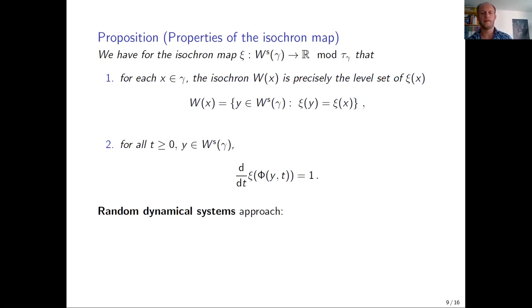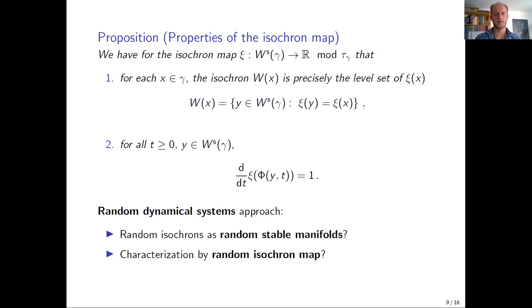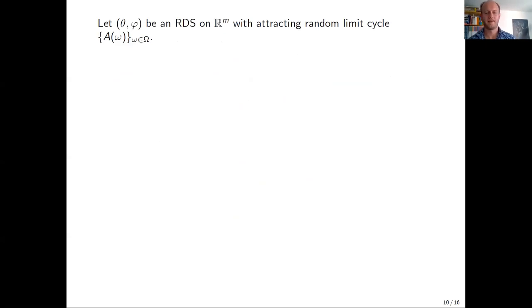And this is now giving us certain ideas for how to continue with a random dynamical system. So we had the stable manifold aspect, and we now have this isochron map aspect, and these are things we can really actually try to transform to this trajectory-wise approach around random limit cycles. So the one aspect is the random stable manifold aspect, and the other one is really the characterization by the random isochron map as far as we can define it. And yeah, this is the setup.